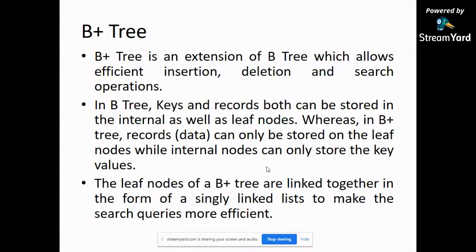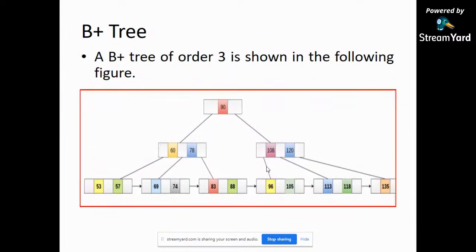The nodes of a B plus tree are linked together in the form of a singly linked list. So this will make searching more efficient. Here you can see in the diagram, in the last line, all the leaf nodes are at the same level, plus the leaf nodes are linked together like a linked list. So this will make searching more efficient.